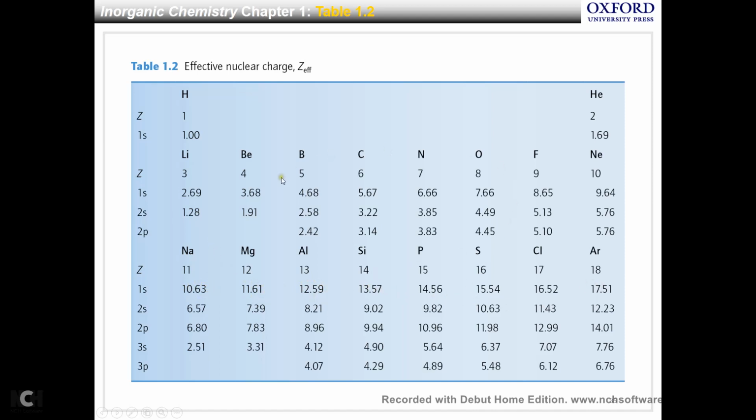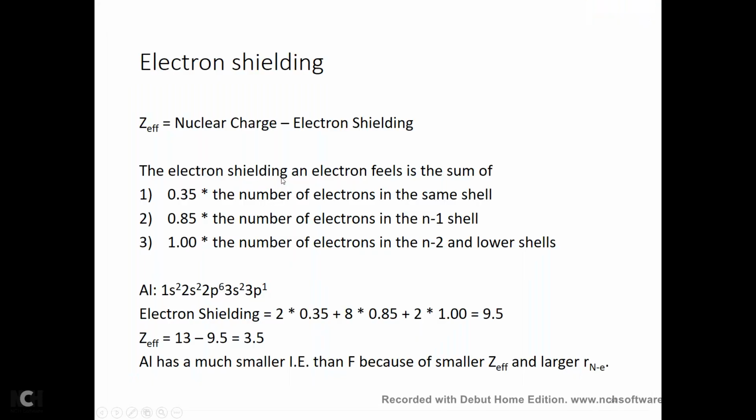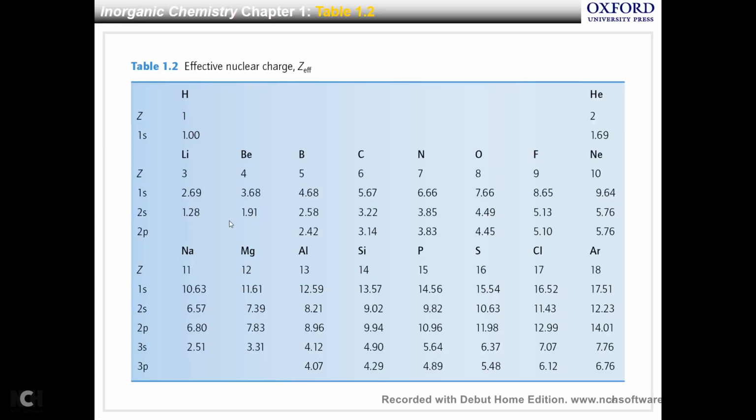But of course, the equations I showed you before are just approximate equations. These numbers are approximate numbers. They are not exact numbers. They just give you a rough idea of how much the electron shielding is, approximately.